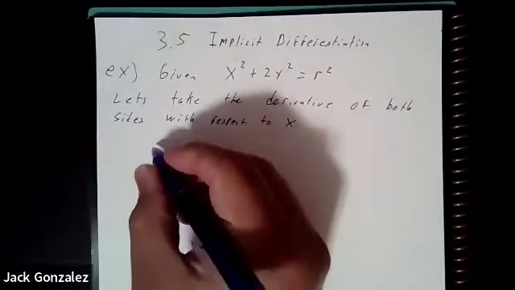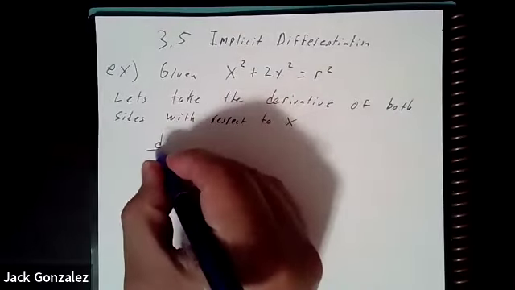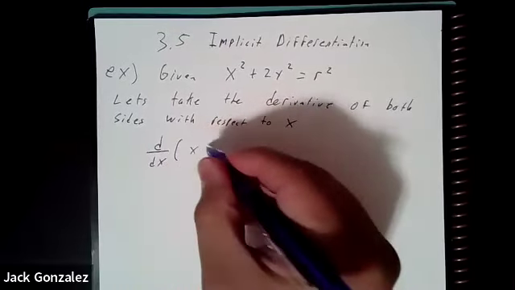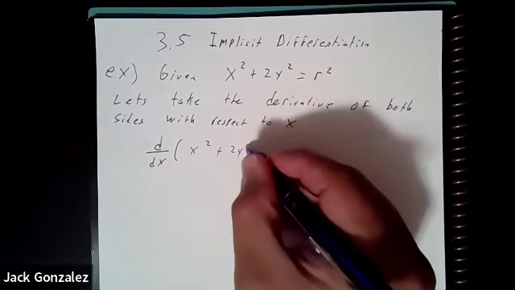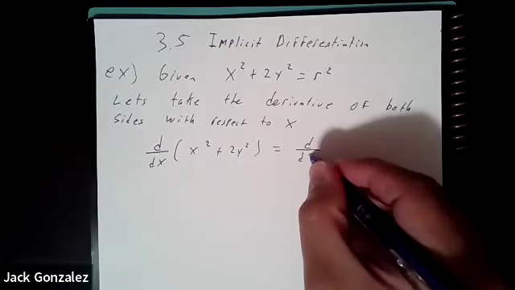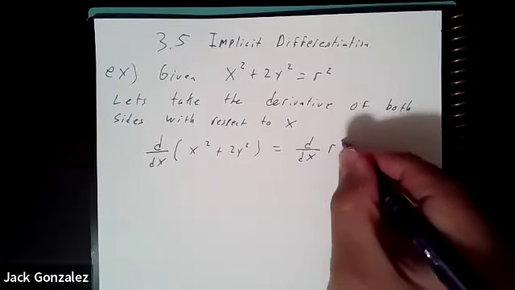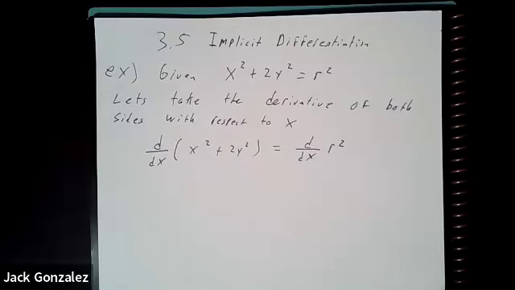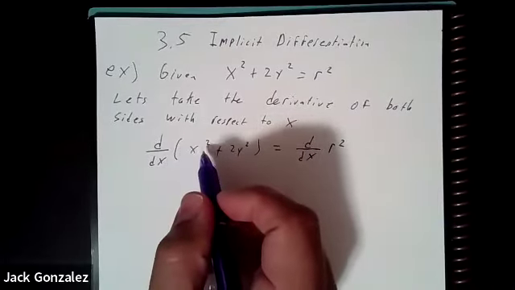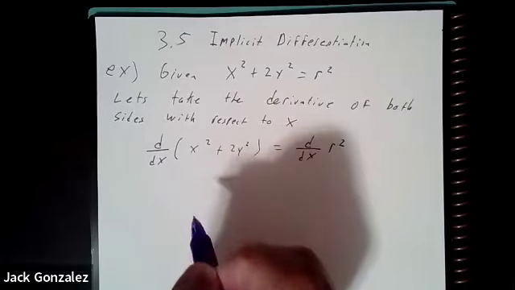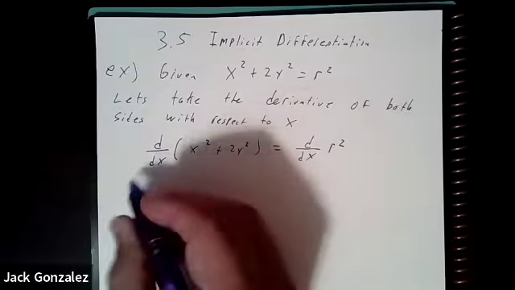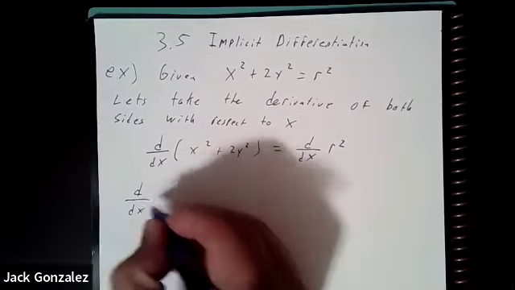Okay, so when I say with respect to x, I mean d dx of both sides. In other words, every single term. So if the variables do not match, you're going to take the derivative implicitly. That's the whole idea. But if they do match, like for example x squared, it's just a normal derivative.